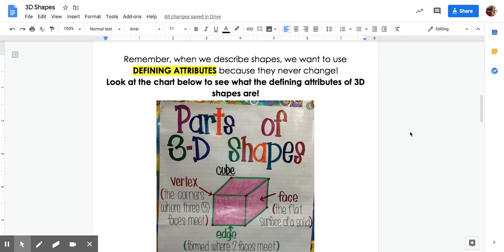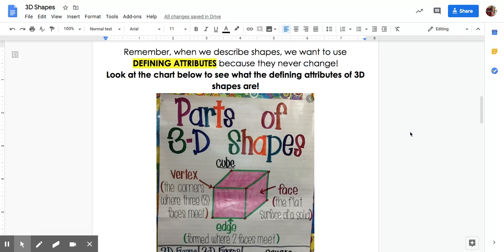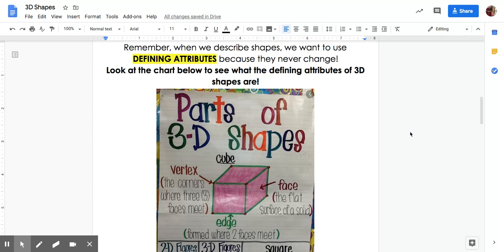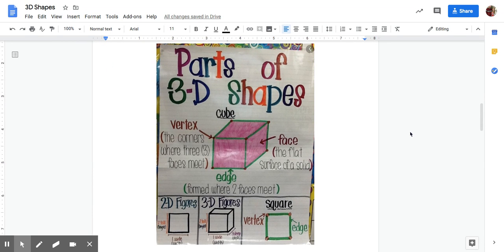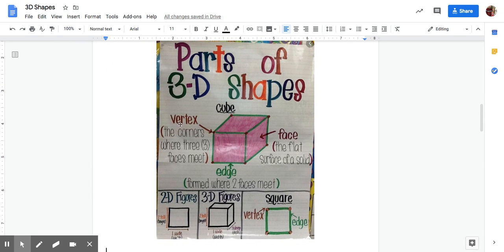Remember, when we describe shapes, just like we did last week, we want to use defining attributes. Not all triangles are blue, so I can't say that triangles are always blue. That's not something I would use to describe it. I could say that triangles always have three sides because that is a defining attribute. When we're talking about defining attributes of 3D shapes, this is what we use.